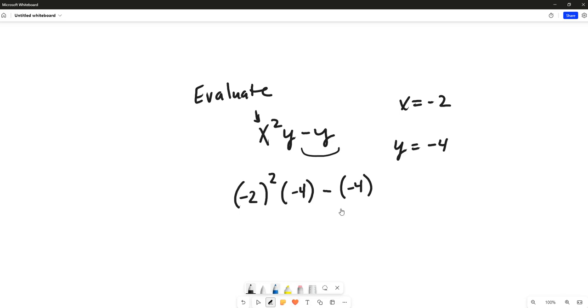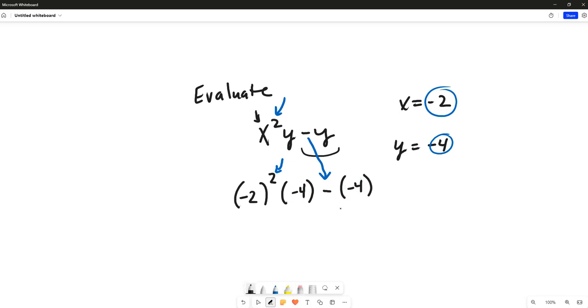Now notice that I kept my signs, and also notice that I kept my exponents. Those don't change. I just plop whatever this is into the parentheses. That's why it's very important that you keep the parentheses there. Okay, now I'm going to evaluate.